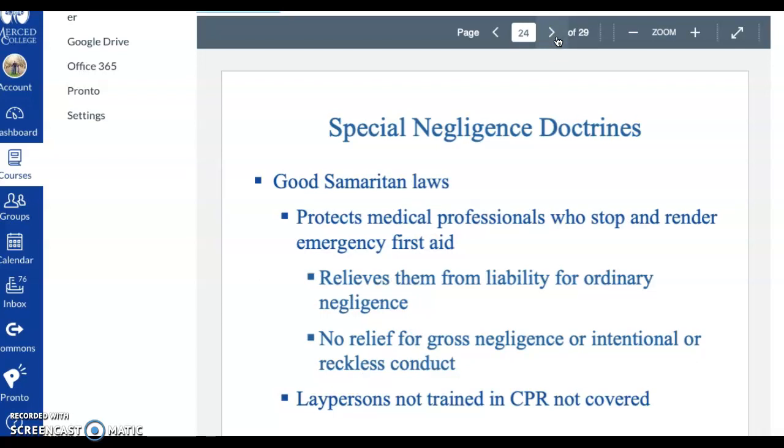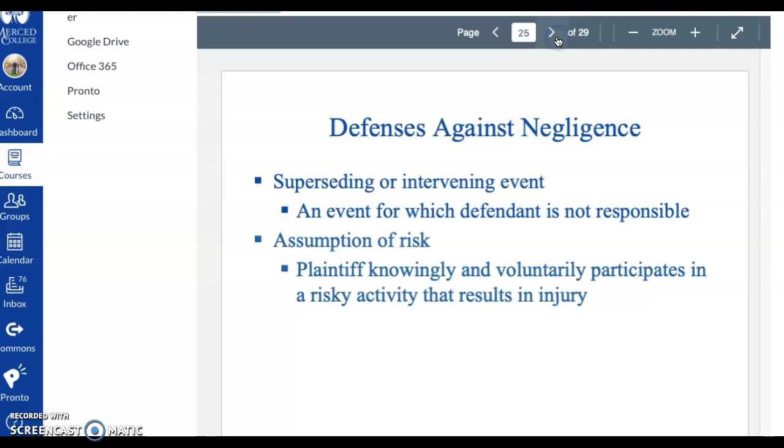Good Samaritan laws, in fact, are protecting individuals that stop and help with a car accident, or provide CPR, so that the individual can't be held liable for just helping an individual.